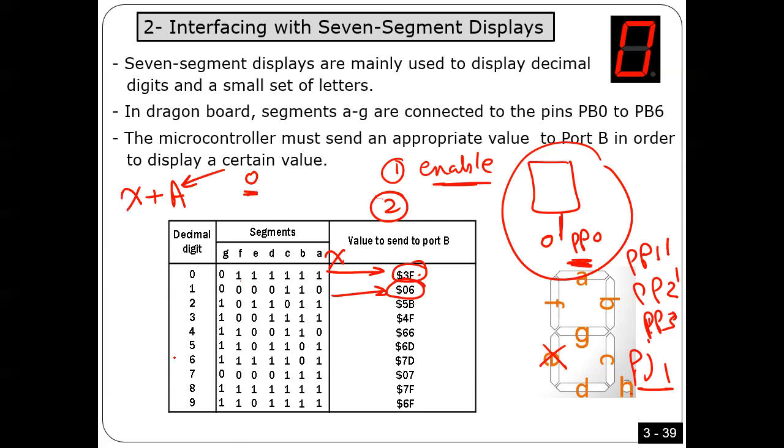So x is pointing at the first location. I'm gonna add x to the digit I want to display. Okay, this is gonna give me the address. So x plus 0 is gonna give me the address; I'm gonna take this one, send it to port B. X plus 1, this is for 1.